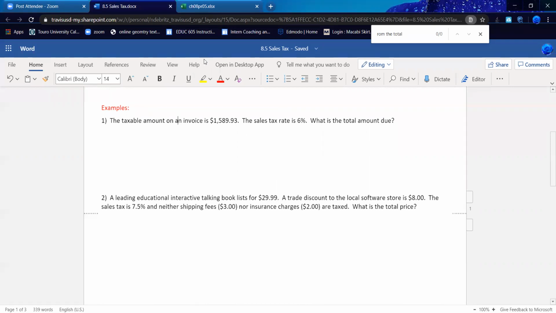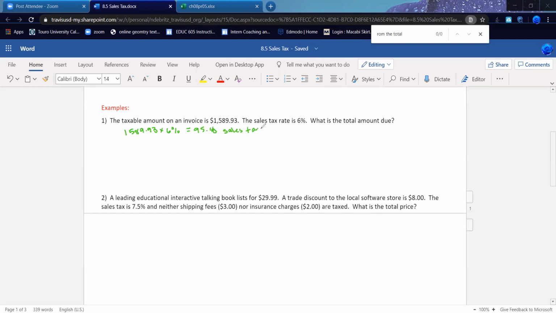I have an item that is $1,589.93, and the sales tax is 6%. So I'm going to find 6% of that amount. To do that, I just take my $1,589.93 and I multiply it by 6%. That's going to give me $95.40. That is the sales tax.